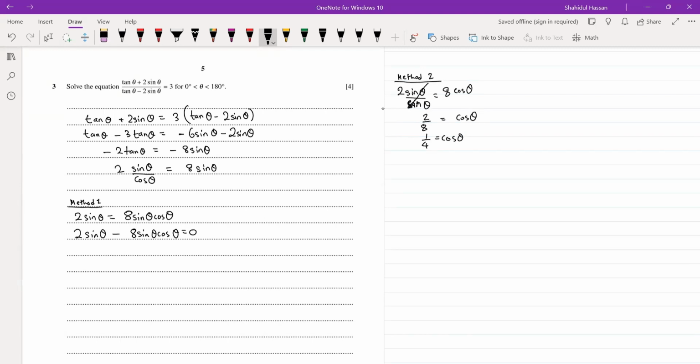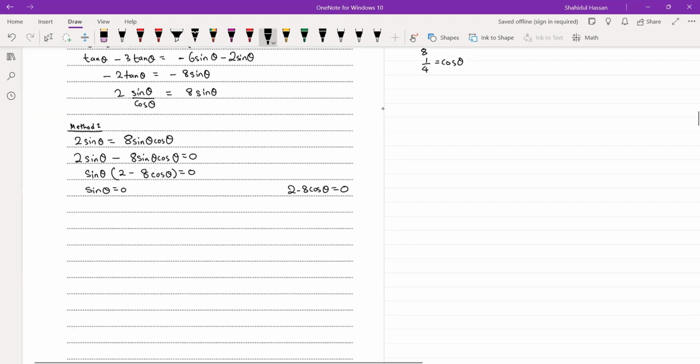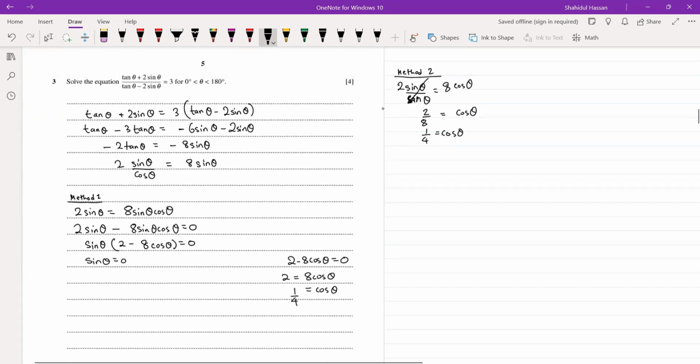আর method 1 এ I'm going to take sin theta common. 2 minus 8 cos theta is equal to 0. So we have sin theta is equal to 0 and we have 2 minus 8 cos theta is equal to 0. So from here 2 equals 8 cos theta. Cos theta equals 2 by 8, which is equal to 1 by 4. Now in method 1 students, I have two solutions. একটা হচ্ছে sin theta is equal to 0 আর একটা হচ্ছে cos theta equals to 1 by 4.